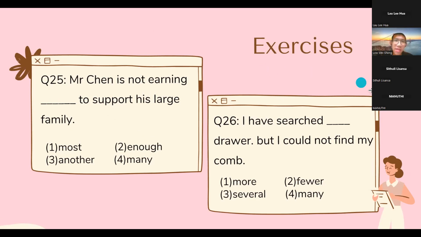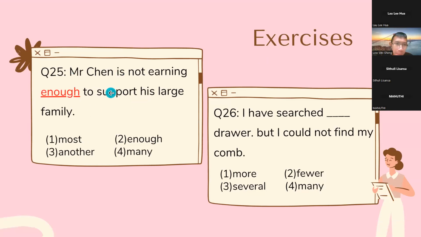Correct. The answer is enough because with the context here, the situation is to support his large family. This sentence is saying that Mr. Chen needs to earn more, like he's not earning enough, and because of that he cannot support his large family. Question 26.